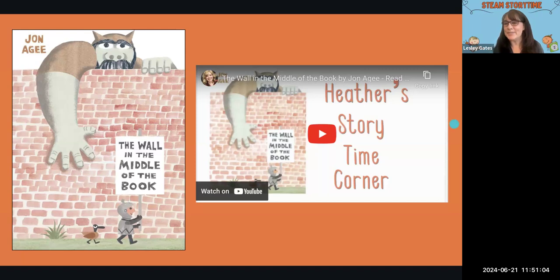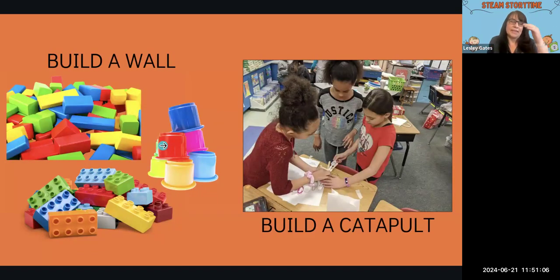So I've seen this used a couple of different ways. I've seen teachers use this to have students build a wall with different materials. And this is a great way to think about what materials do make a good wall? Do we want something strong? Do we need something sturdy? How tall do we need the wall? All of those great questions for students.